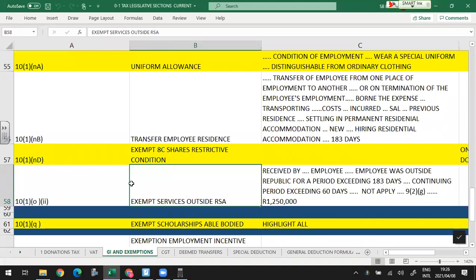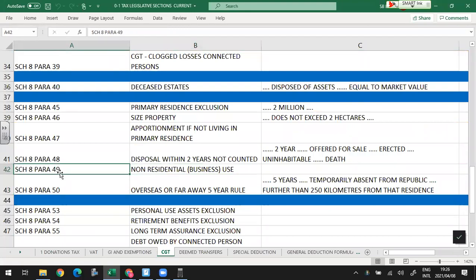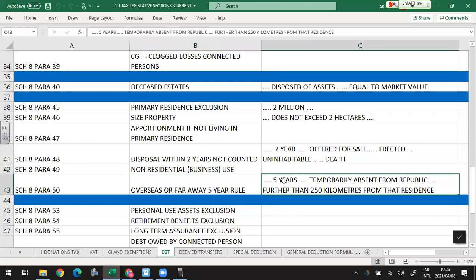You'll go find where all the exemption, the CGT is. Okay. And it's over here, guys. So paragraph 49 deals with non-residential use. And paragraph 50 deals with the overseas or far away 5-year rule. So that you'll have tags for. But this is not enough to write 8 marks on.